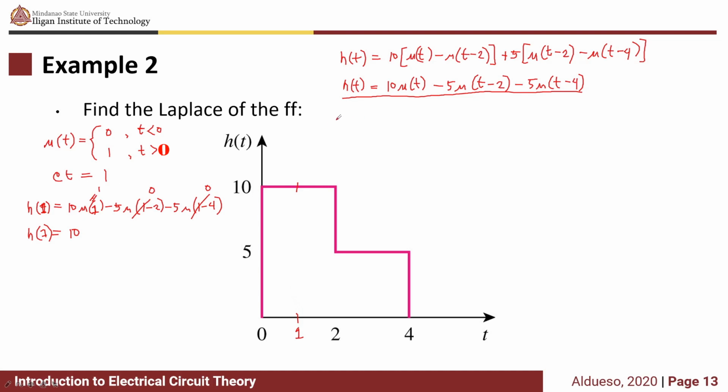Now let's proceed to getting the Laplace transform of h of t. We have H of s. The Laplace transform of this expression is 10 over s minus, we have a time shift, 5 times e to the negative 2s over s minus 5 e to the negative 4s over s, or this is equivalent to 5 over s times 2 minus e to the negative 2s minus e to the negative 4s.